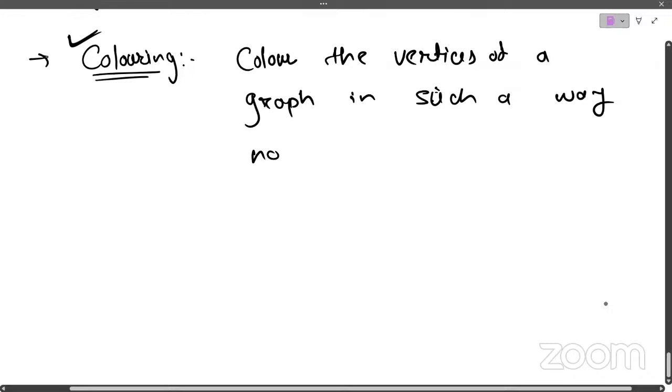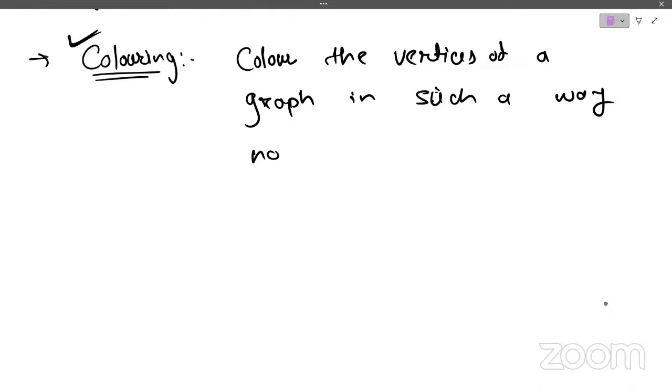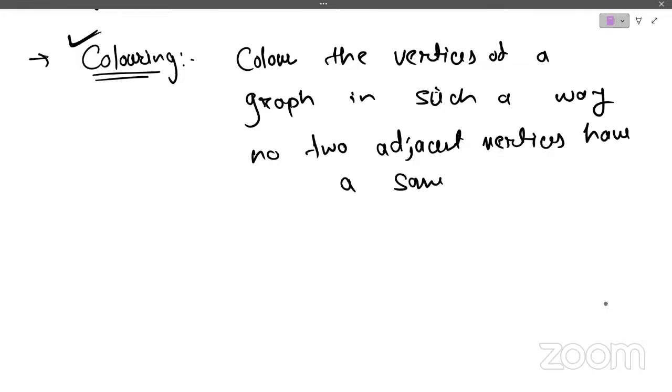So coloring of a graph basically means that we have to color the vertices of a graph in such a way that no two adjacent vertices have the same color. By coloring a graph, I mean I want to assign each vertex a color in such a way that an adjacent vertex should not take the same color as the vertex we colored before.